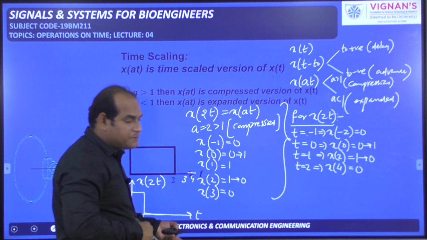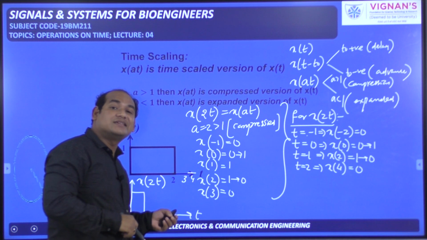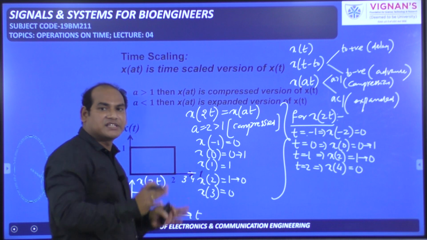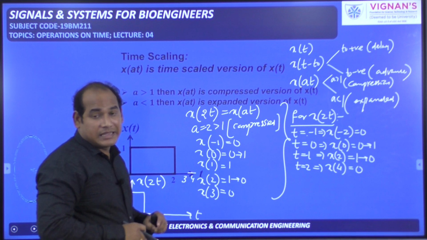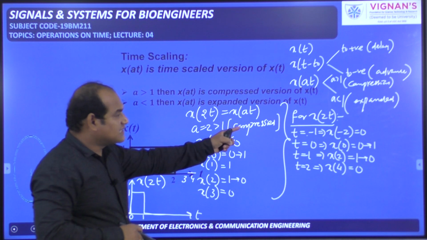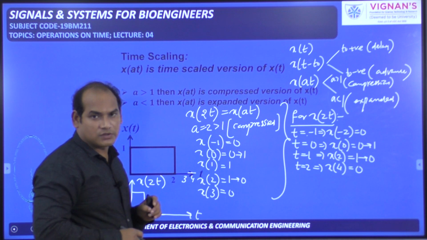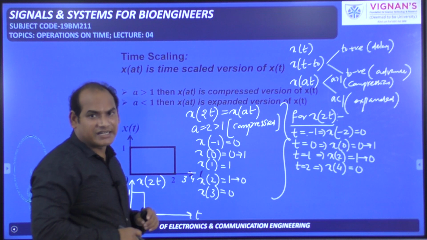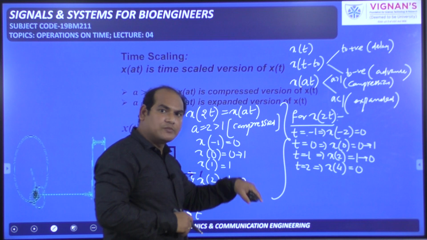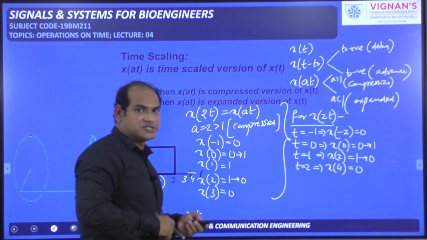Now we will see what will happen when a is less than 1 also. Before going to that, what is the shortcut method, that we will see. This is the exact method. In the examination, whenever the question comes on the time scaled version, you need to follow this one only. Okay, now we will see the shortcut method. Once again I will tell the shortcut method for the time shifting, then I will come to the shortcut method of the time scaled version.